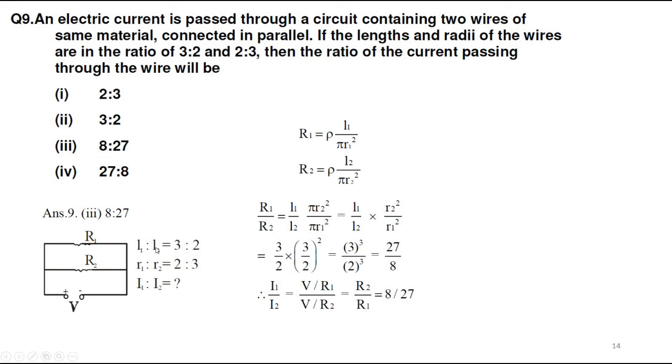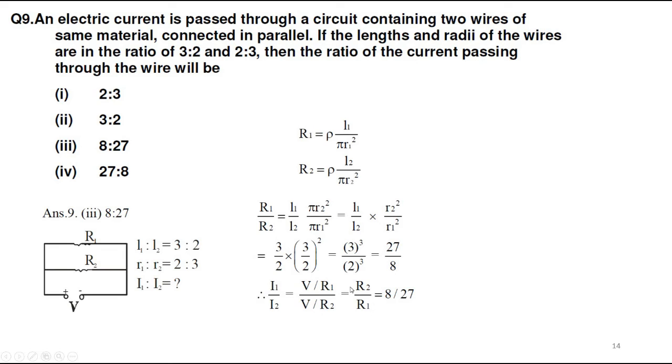Given L1 is to L2, that means L1 by L2, 3:2 means 3 by 2. So L1 by L2 is 3 by 2, into r2 by r1, which is 3 by 2 squared. 3 by 2, 3 squared by 2 squared, so 3 cubed by 2 cubed. Is it clear? 3 cubed is 27, 2 cubed is 8, so 27 by 8.